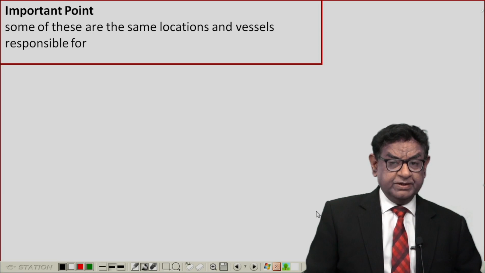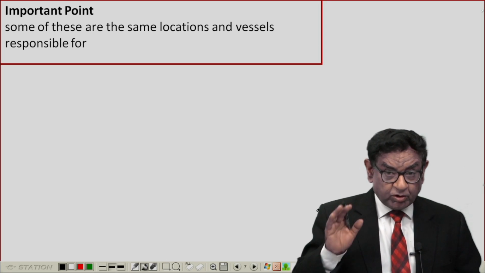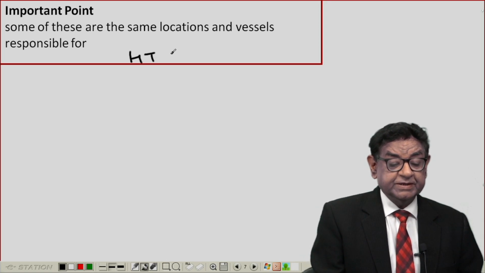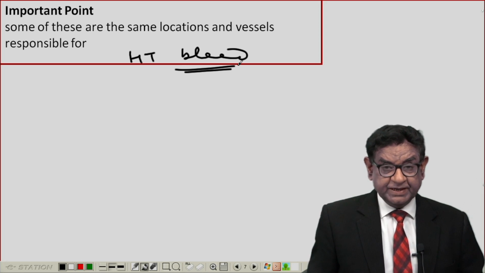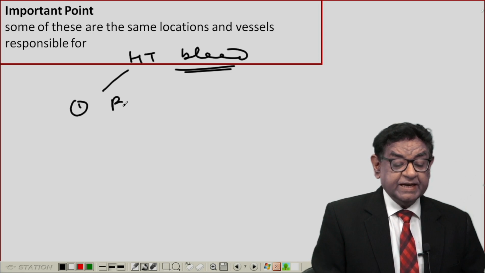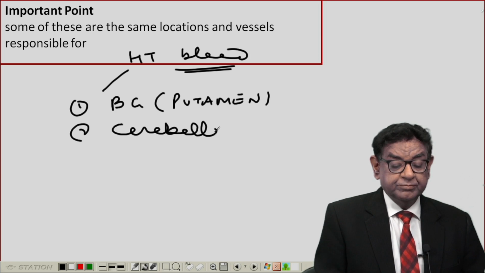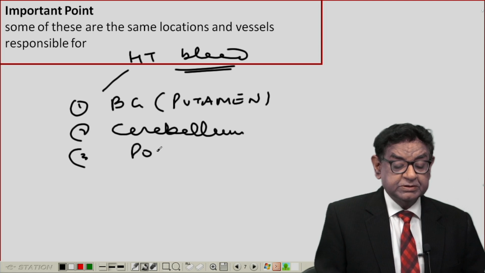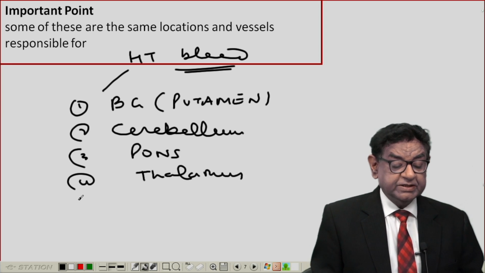Well, one more thing you must have noticed, some of these areas which I talked to you regarding are also the site of hypertensive bleed. Right? I hope. What are the common sites of hypertensive bleed? Extra knowledge for you. It is in basal ganglia, especially the putamen. Second is cerebellum. Third is pons. Fourth is thalamus. And the fifth one is parenchyma, brain parenchyma.